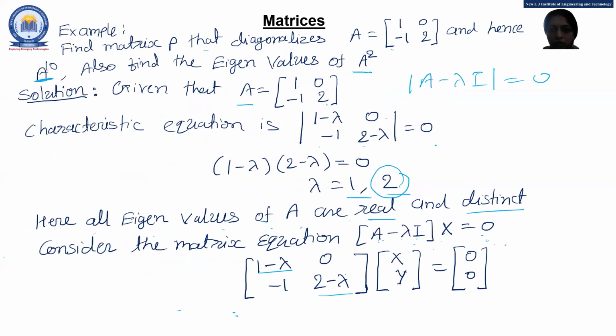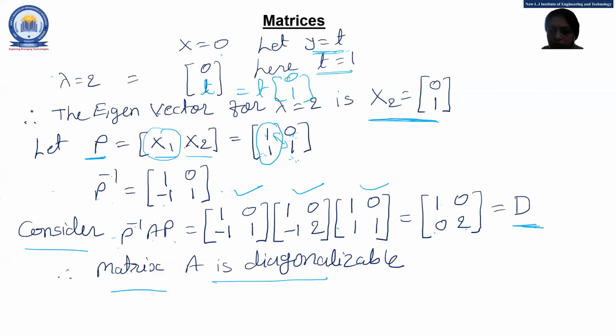See, this is 1, 2, and after doing the whole process, whatever we get is D, and our D is what? Diagonalizable matrix. It means only diagonal elements are there and the other elements are converted to 0. So by getting this answer, we can say that matrix A is diagonalizable.